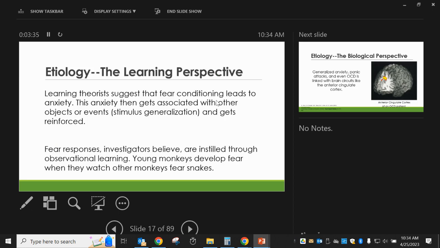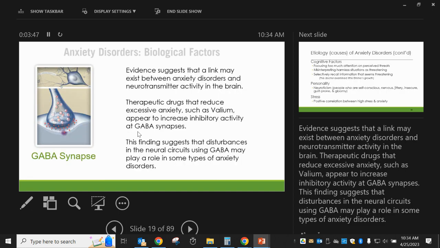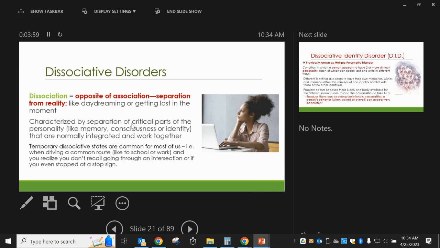Causes of the anxiety disorders: learning theorists say fear conditioning. Also, OCD is linked to problems in a part of the brain we didn't even talk about, so I'll skip that part. But a big one is problems with GABA. Remember that GABA's job is to calm down the nervous system, so there's not enough GABA calming down the minds of these people.